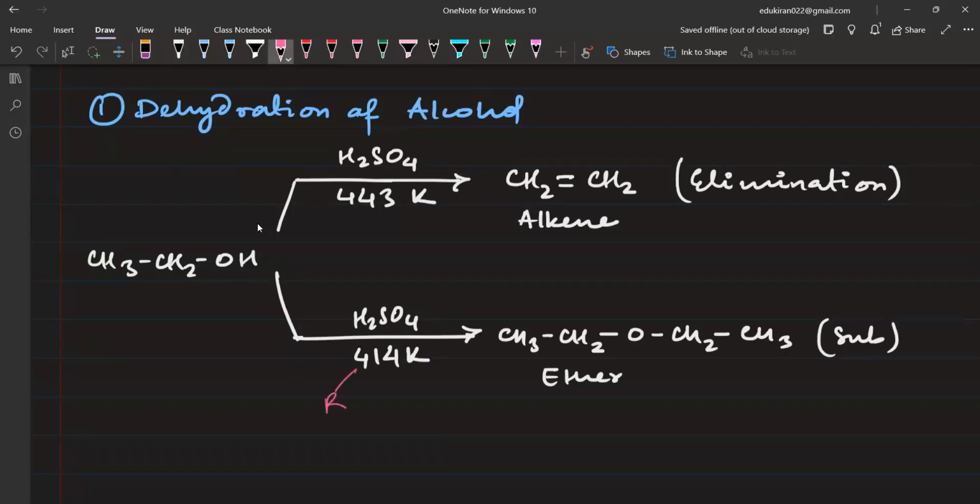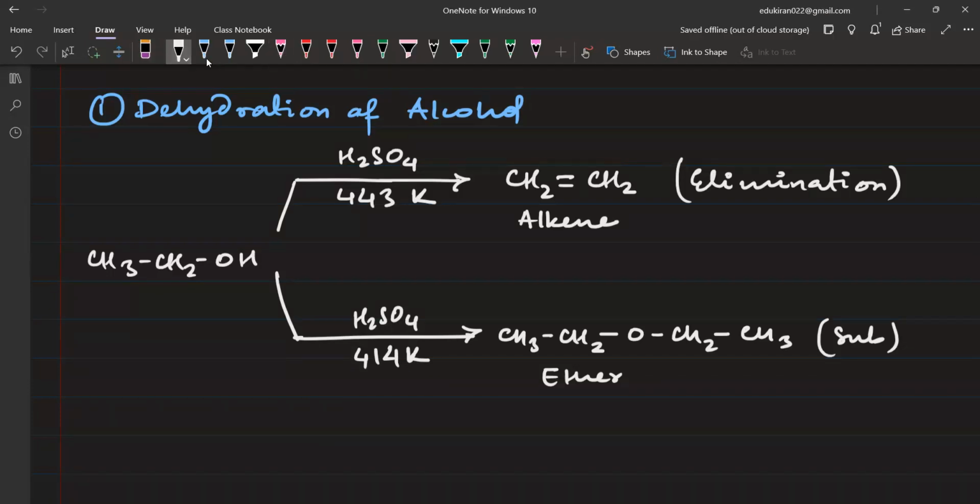है ना, देखिए जैसे ROR is the general formula for ethers, 414 ROR. ठीक है. So if you ever get confused, that is why I write 414 Kelvin ही लिखते हैं, and no one is going to do it wrong because 1 Kelvin का difference, it's not going to make any difference, right? So when we have ethanol, it is treated with H2SO4 at 414 Kelvin. We will get ether via substitution. Make sense? Yes or no? Please tell me, guys. Yes, sir.